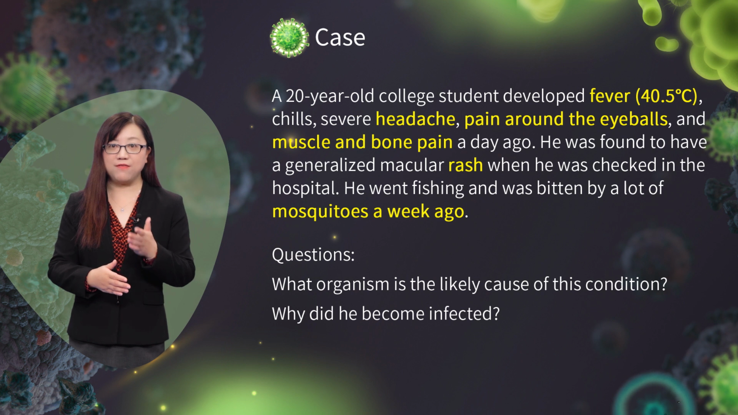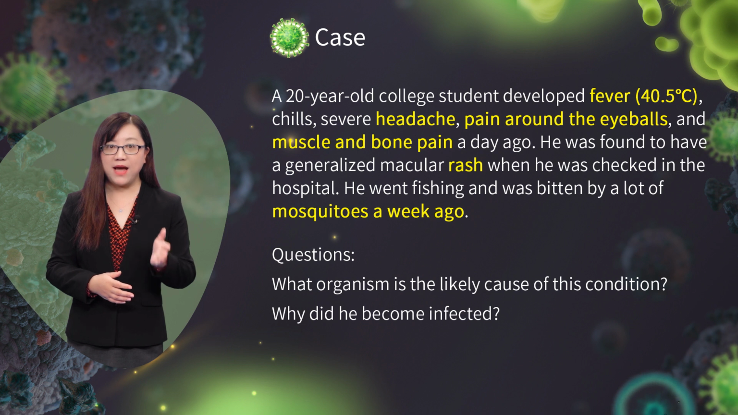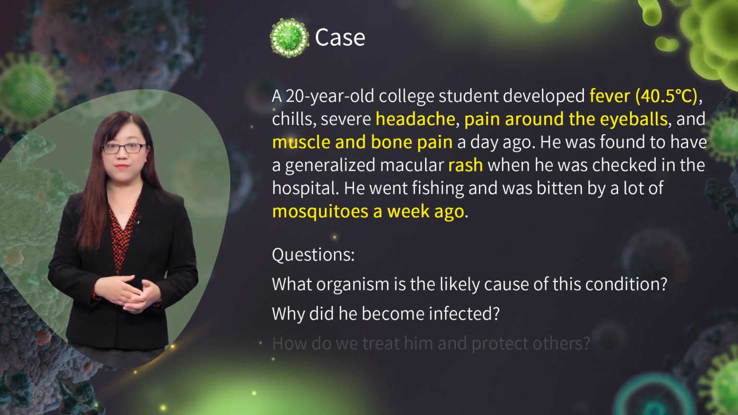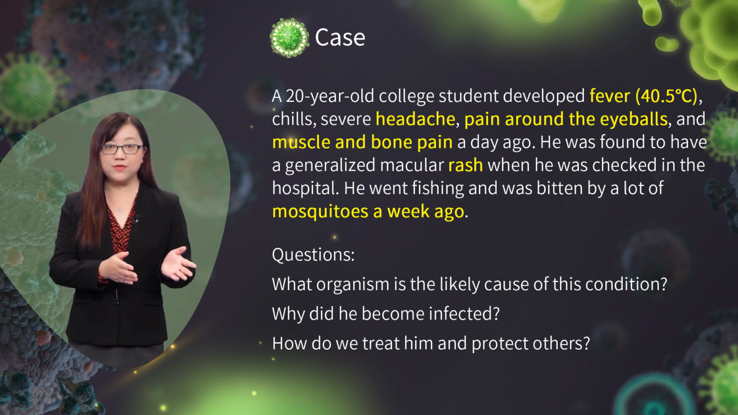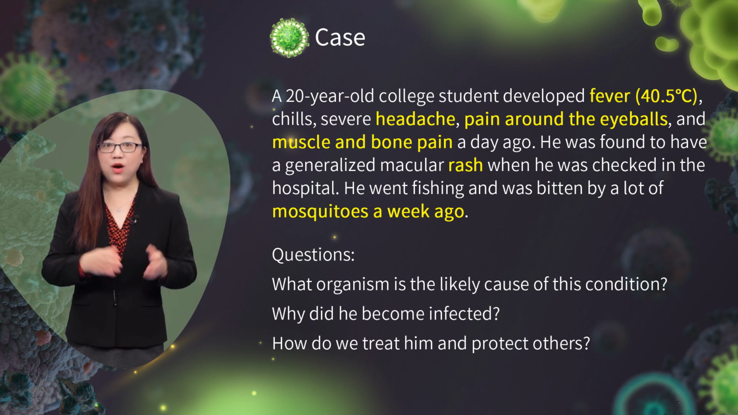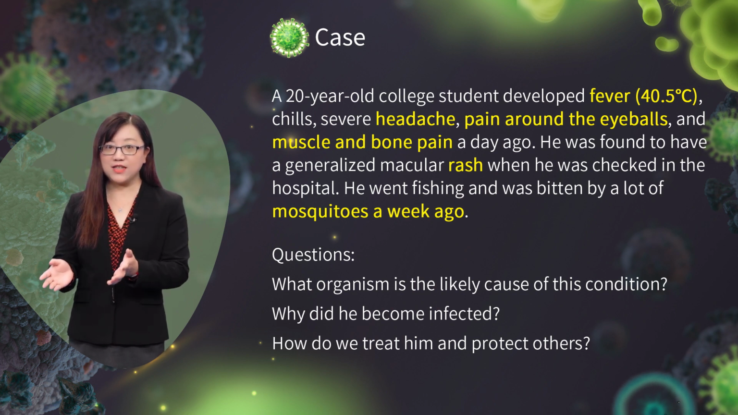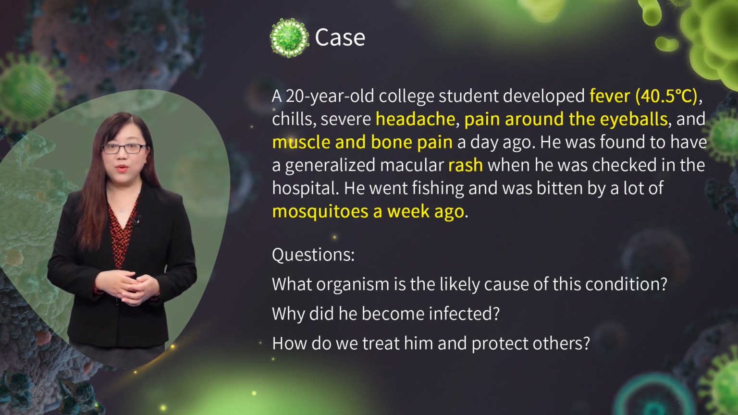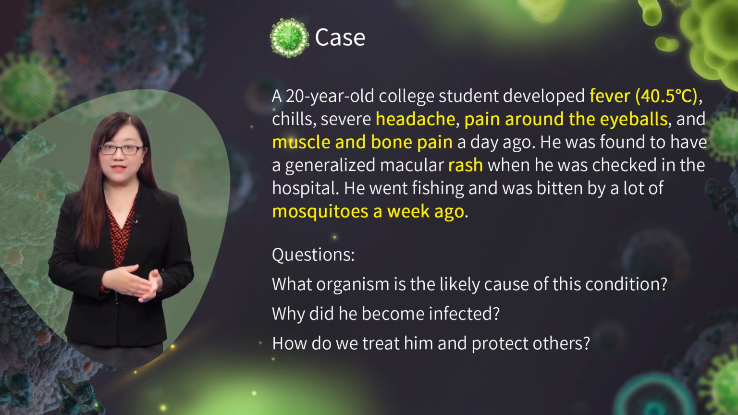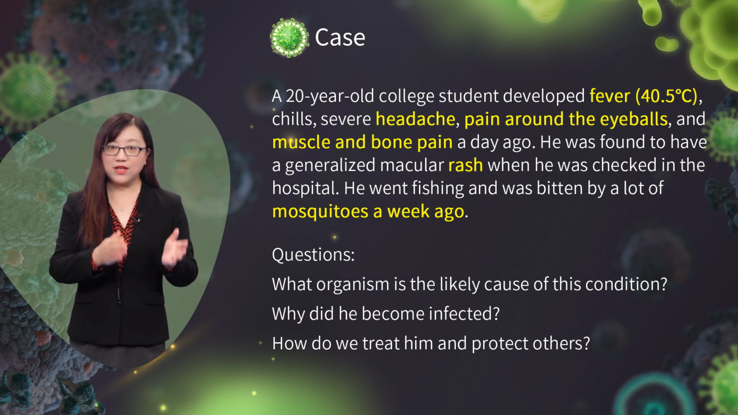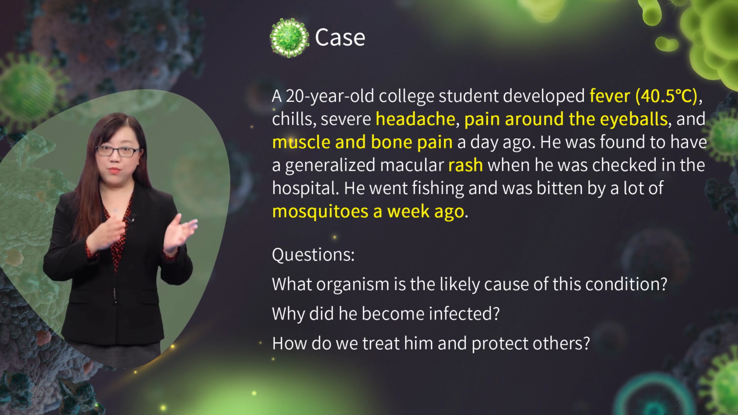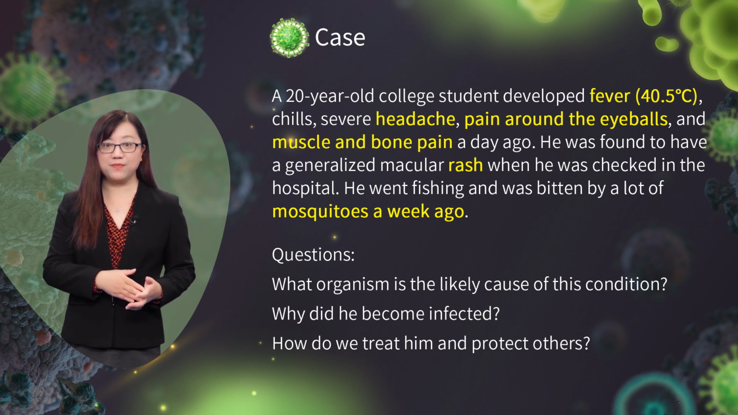Why did he become infected? Because he has been bitten by the infected mosquitoes. How do we treat him and protect others? There is no specific treatment for dengue fever. We can only provide him with supportive measures. We can also offer him the vaccine after he recovers from this infection. Mosquito vector control is an important preventive measure.